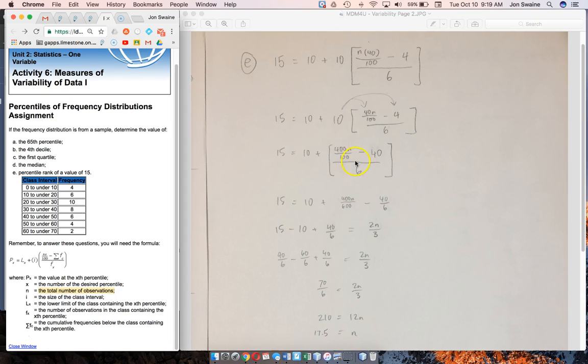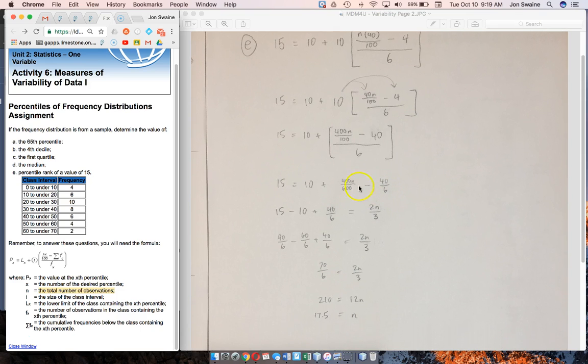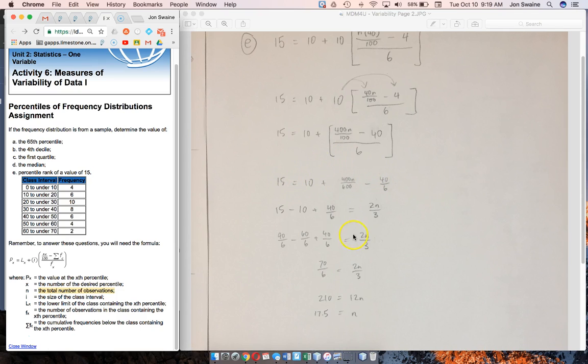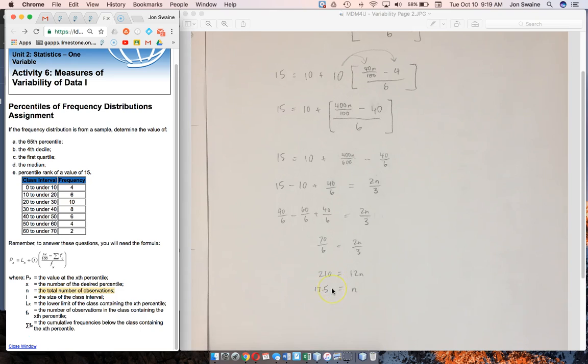And then I just evaluate, so 400n over 100 divided by 6 gets me to here. You can do that on your calculator if you don't believe me. And then I have 40 over 6 over here. And now I've got it all on one line. Now I'm going to get the n on one side, so I just reduce this to give me 2n over 3. Everything else goes to the other side, so that becomes negative, that becomes positive, and then I do the rest and get n by itself.